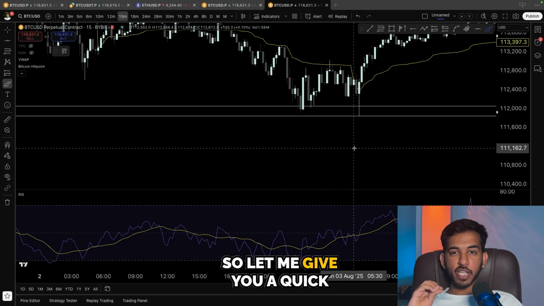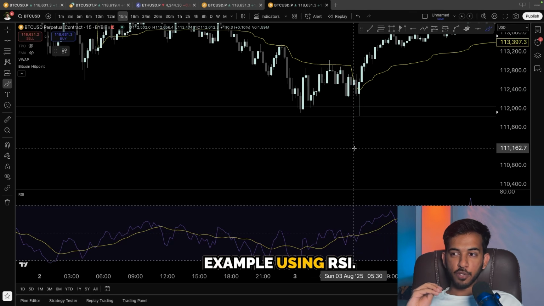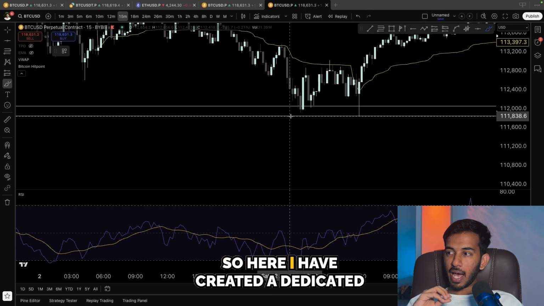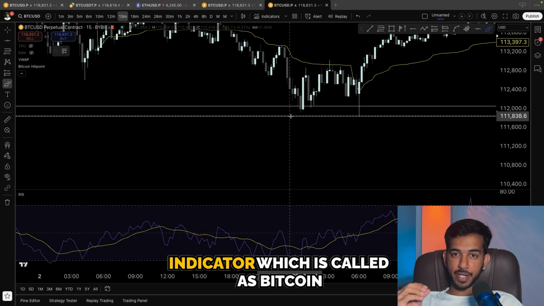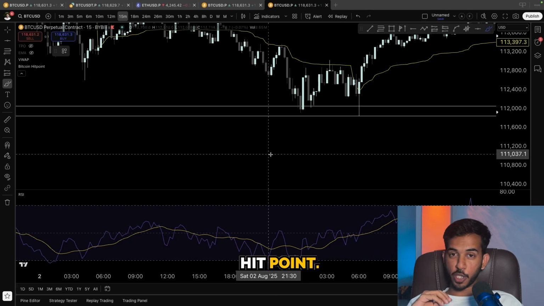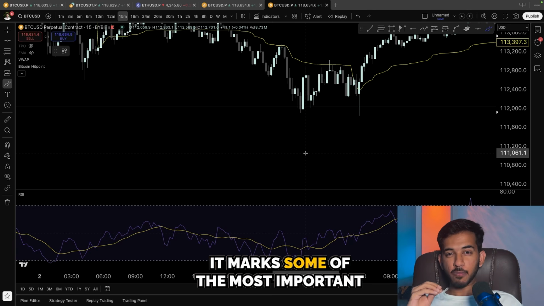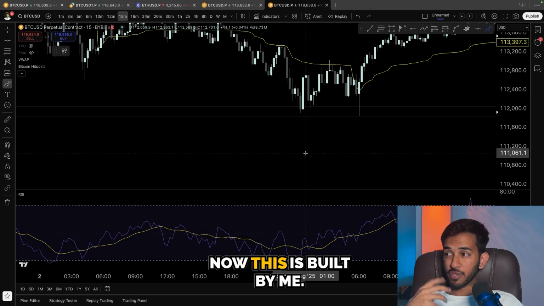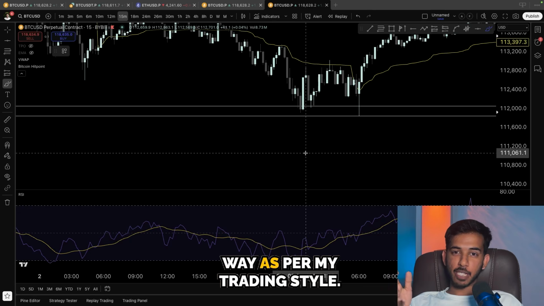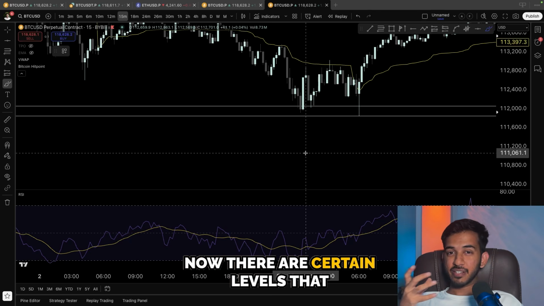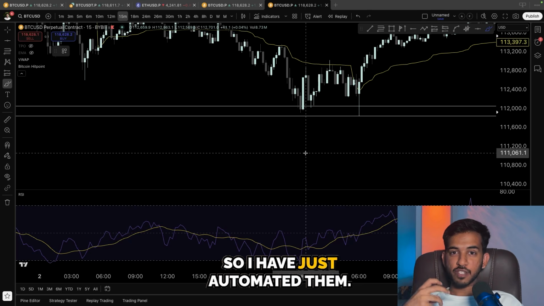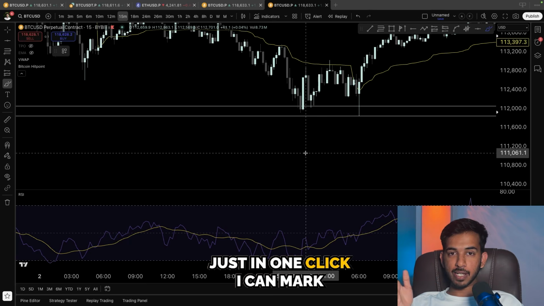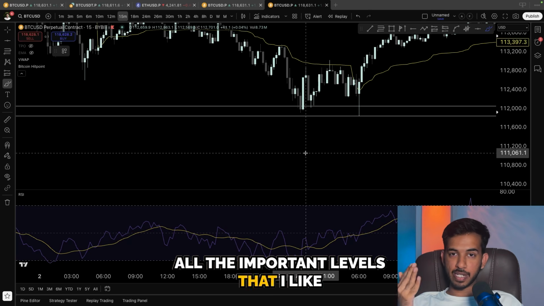So let me give you a quick example using RSI. Here I have created a dedicated indicator which is called Bitcoin hit point. Now what does this do? It marks some of the most important levels for me. Now this is built by me. I have built it in a way as per my trading style. There are certain levels that I like to mark, so I have just automated them. Now in just one click, I can mark all the important levels that I like to mark.